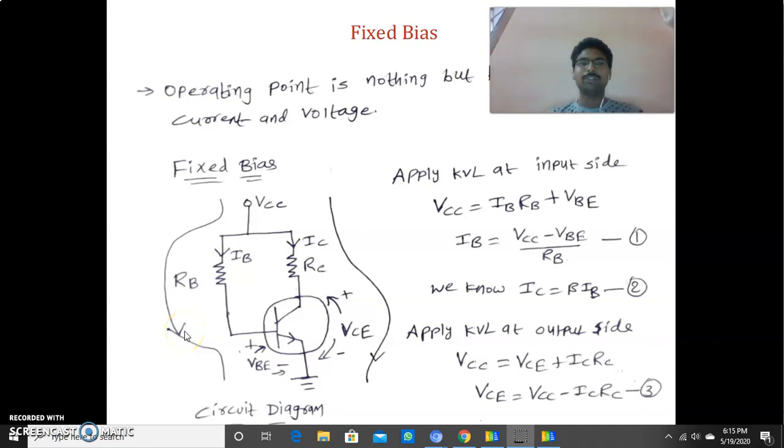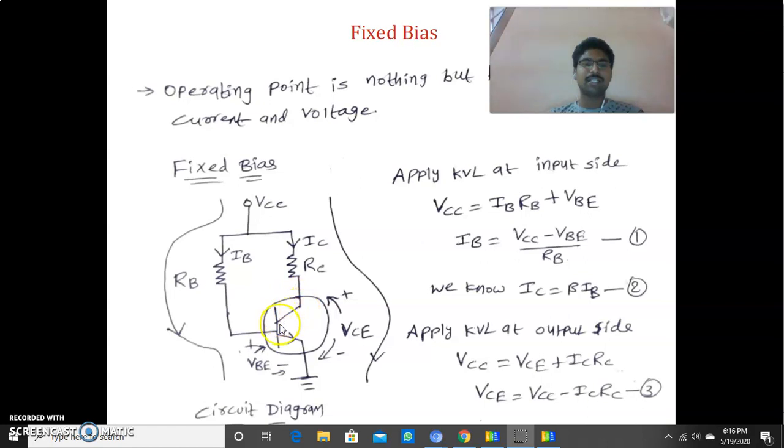In this video, we will see the operating point and we will see the fixed bias circuit, collector to base bias circuit and voltage divider bias circuit. Generally, the operating point is nothing but the values of current and voltages of a transistor.